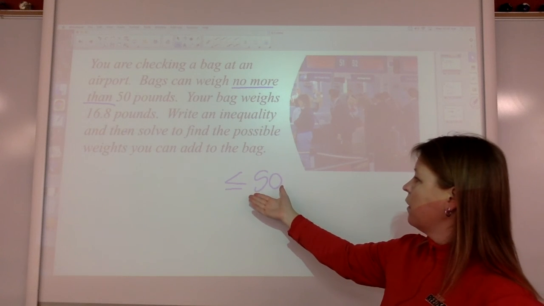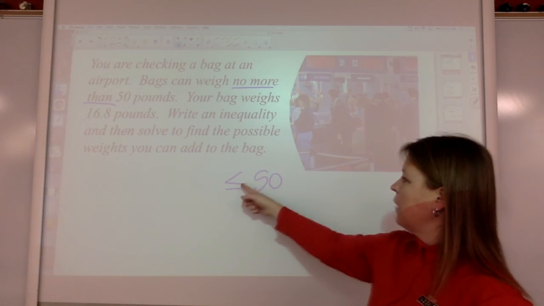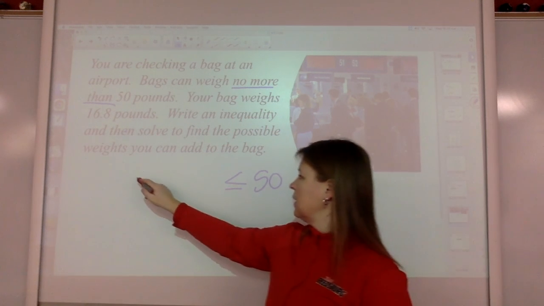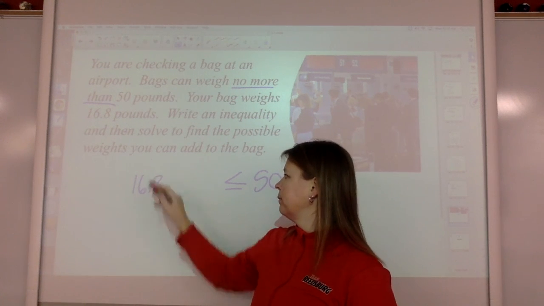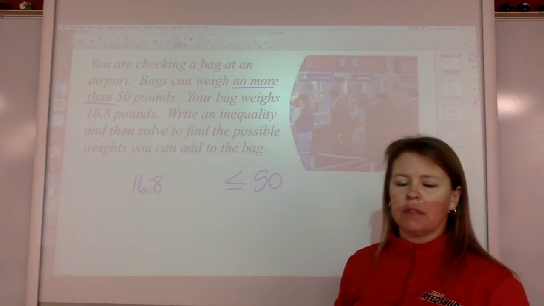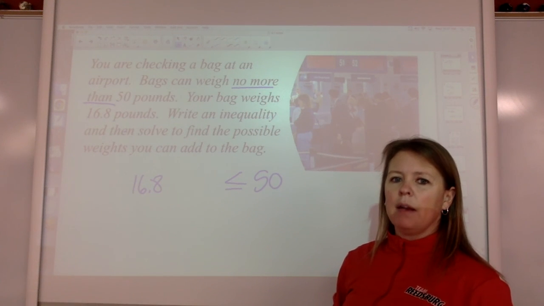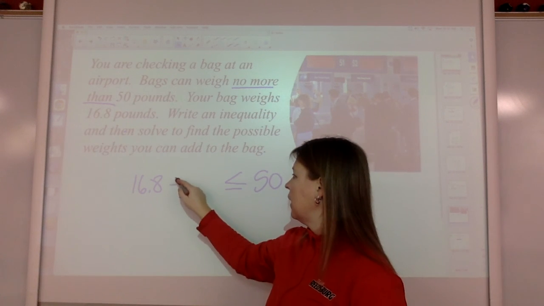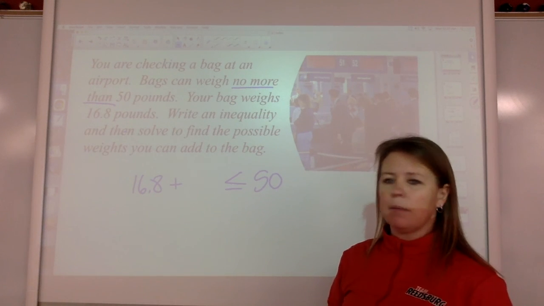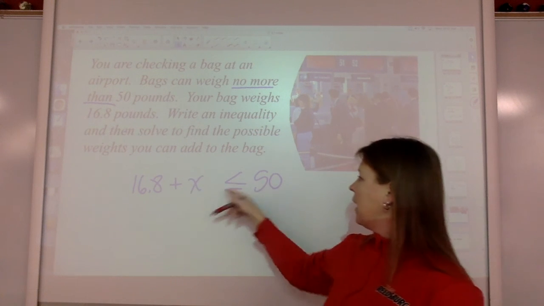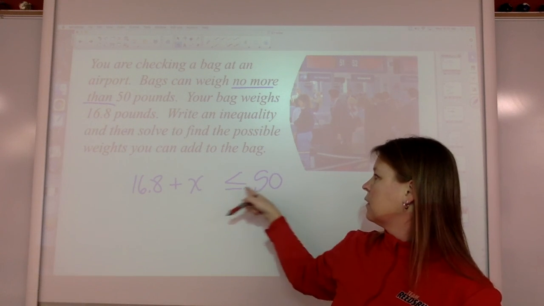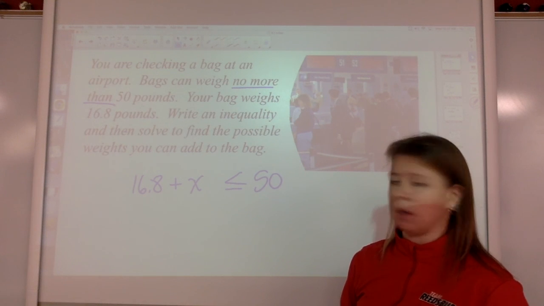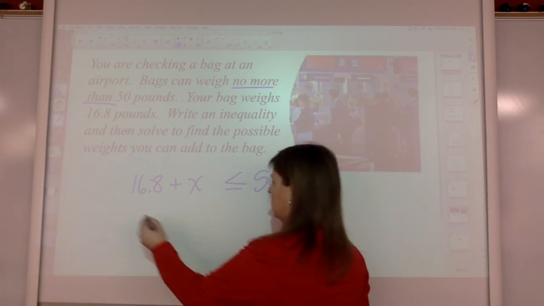It cannot weigh more than 50 pounds. So it could weigh exactly 50 pounds or it can be less than 50 pounds. Your bag weighs 16.8 pounds. Lightweight. It's easy. Write an inequality and then solve to find the possible weight you can add to the bag. You want to add some weight to the bag? You can add as much as you want as long as it doesn't get over 50. And if it gets over 50, then you got to pay extra money. So careful what you add.